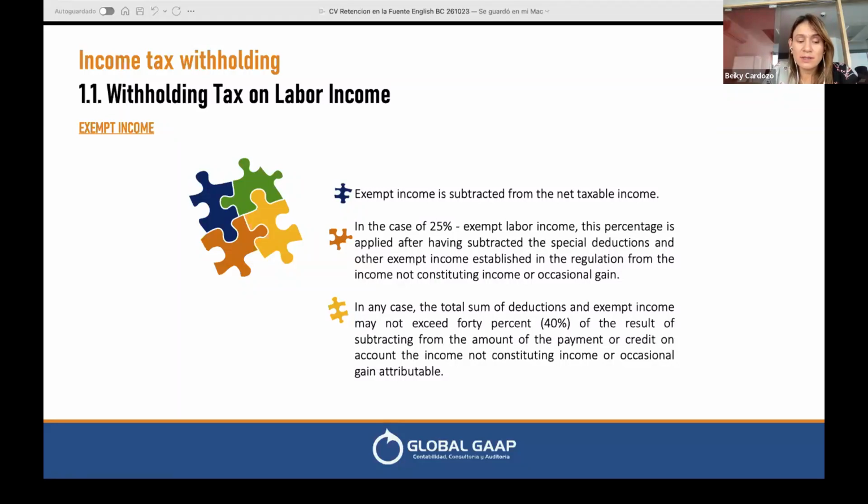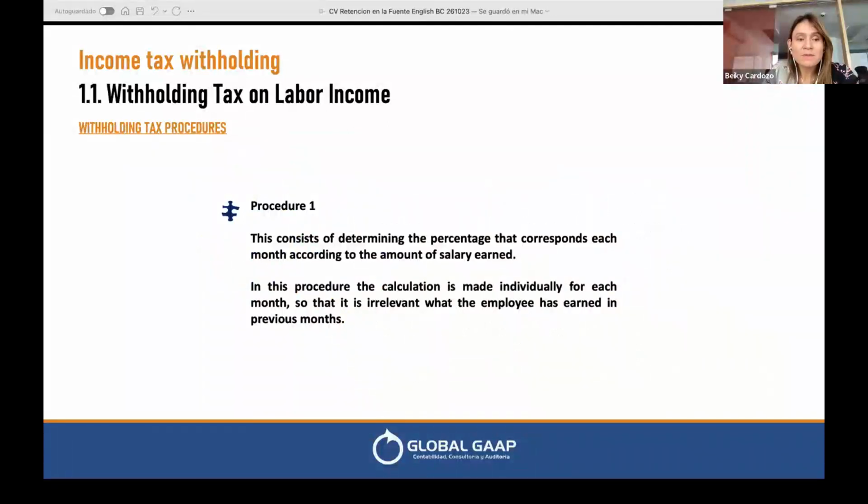So this is just saying that there is a limit for all these payments that are not being taken into account in the calculation.